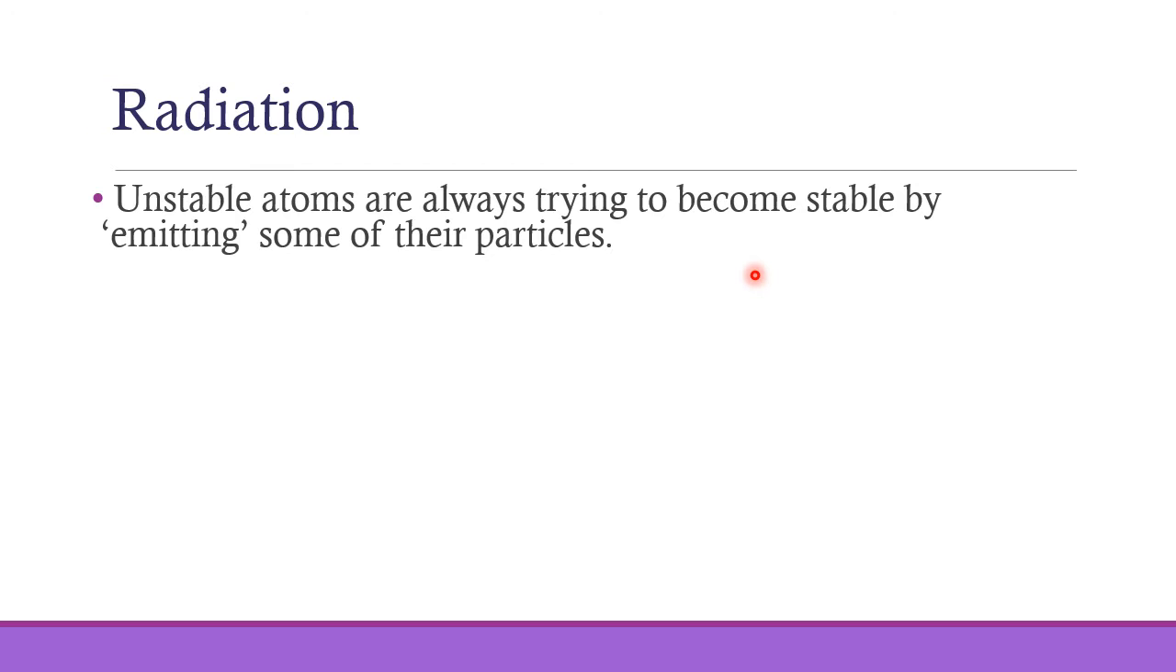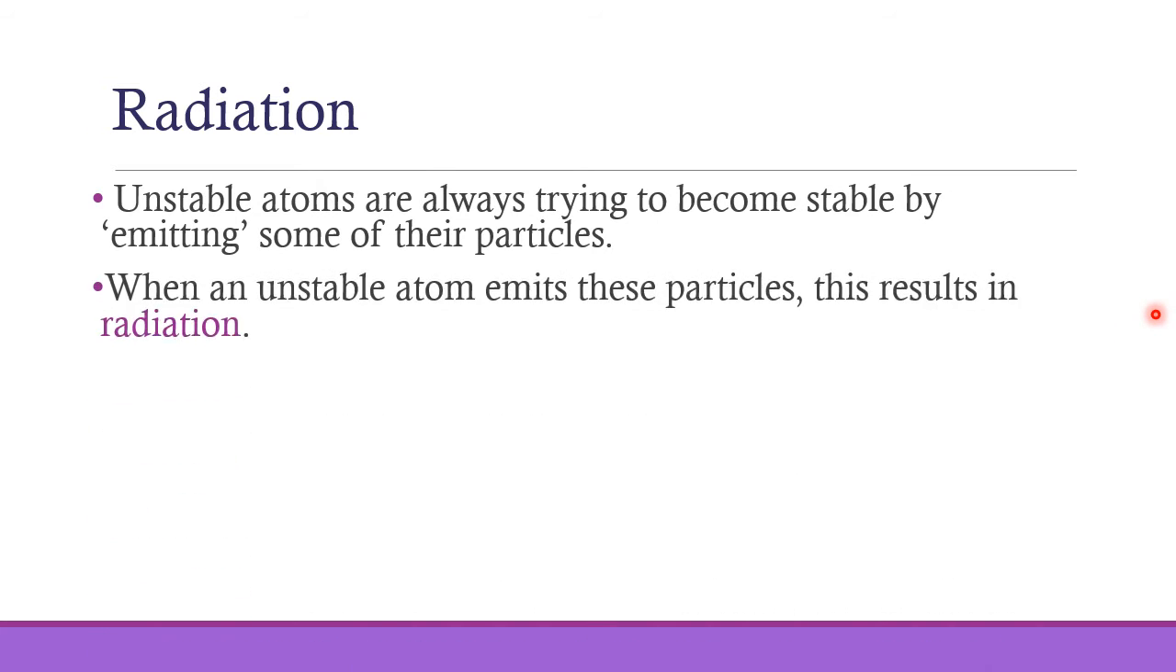Unstable atoms are always trying to become stable by emitting some of their particles. So that's why unstable atoms have higher energy, okay? Because they're always trying to get rid of one of those extra neutrons or protons in their atoms. So when an unstable atom emits these particles, this results in radiation.